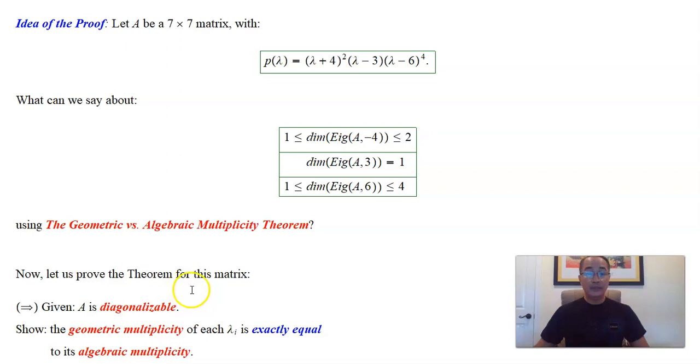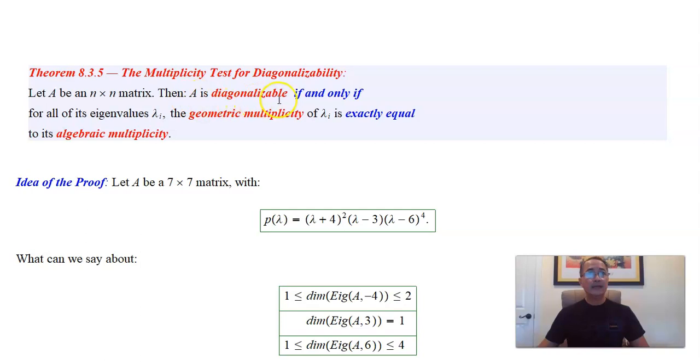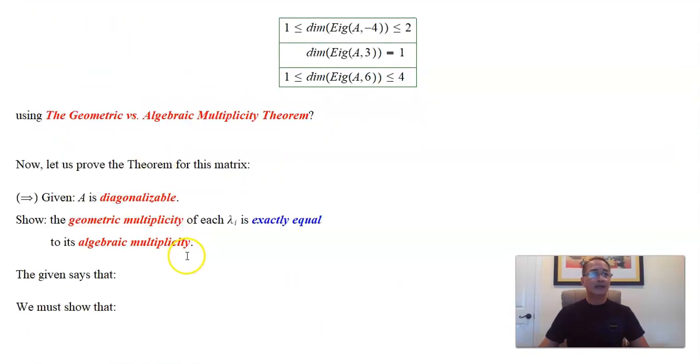Alright, so now we are going to prove this theorem for this 7 by 7 matrix. When will it be diagonalizable? So it's an if and only if theorem. There are 2 directions that we have to show. Forward direction, we are told that A is diagonalizable. We have to show that each geometric multiplicity has to be equal to the algebraic multiplicity. Okay, so that is what we have to do for the forward direction.